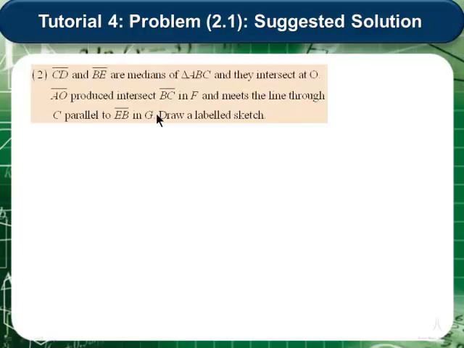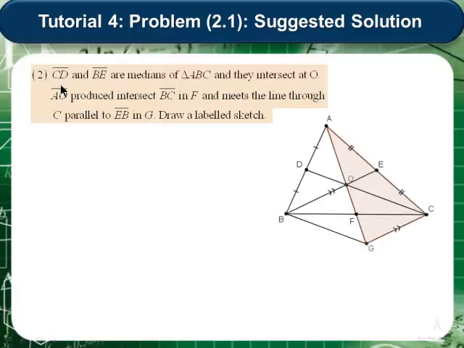Let's look at the suggested solution to problem 2.1 from tutorial 4. Now it is given here that CD and BE are medians of triangle ABC.